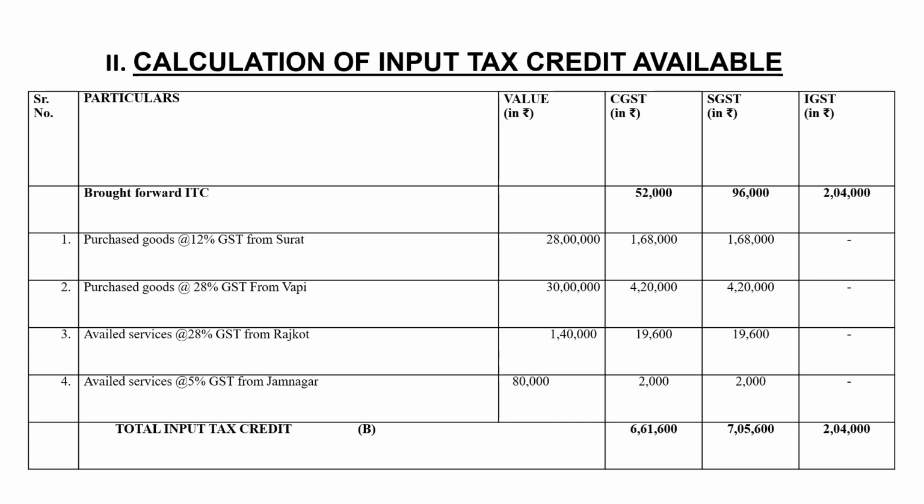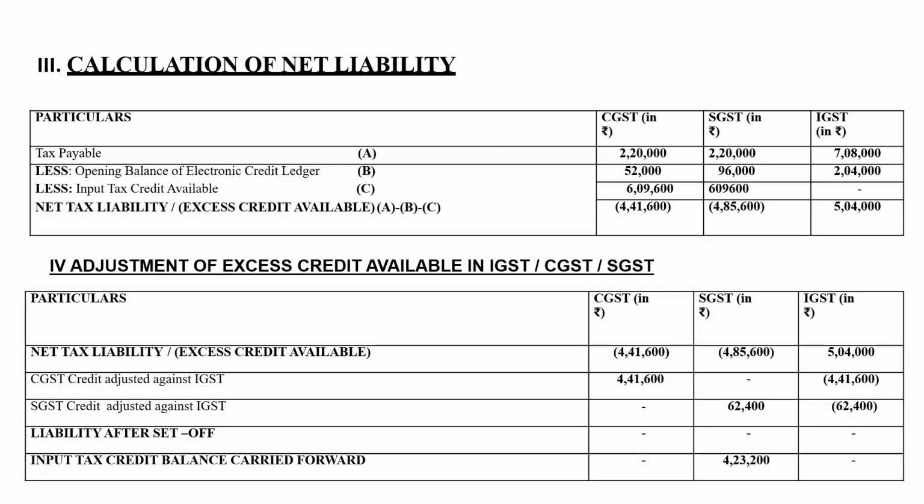So our total input credit balance is 6,61,600 in CGST, 7,05,600 in SGST, and 2,04,000, which is our opening balance in the IGST. After this we'll do the calculation of net liability. We'll find out what is the net liability which is due.